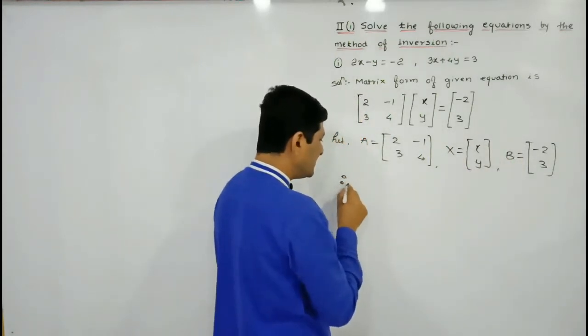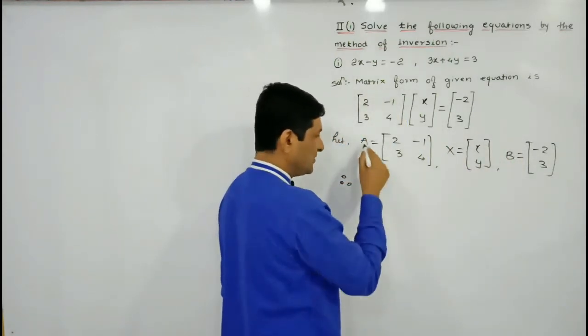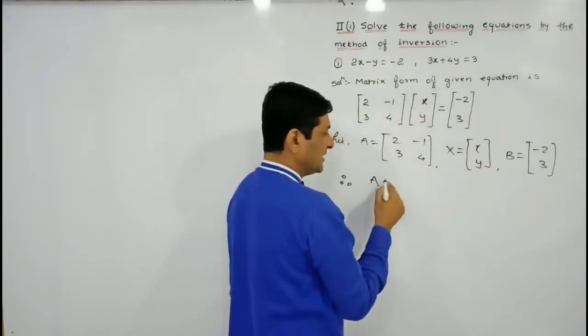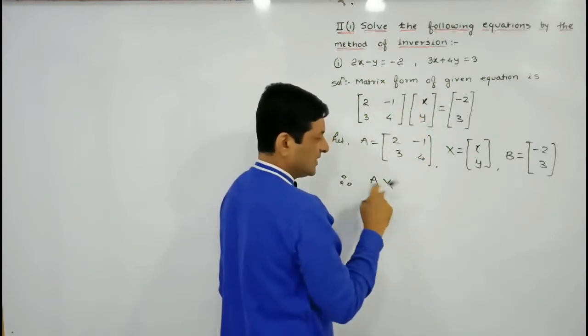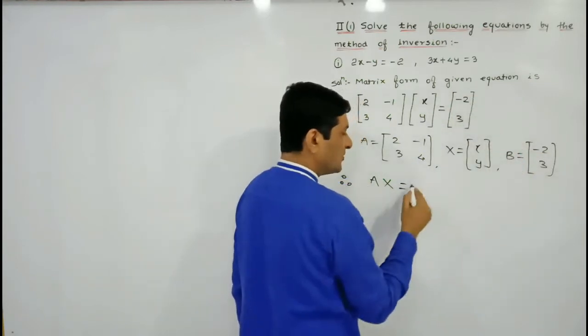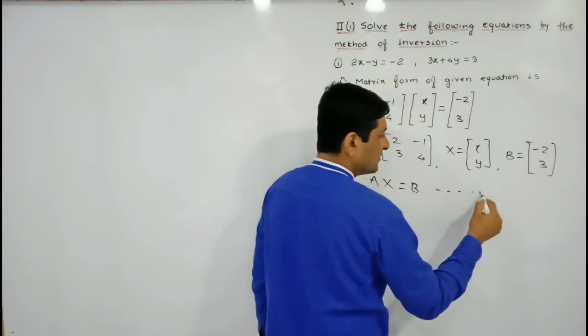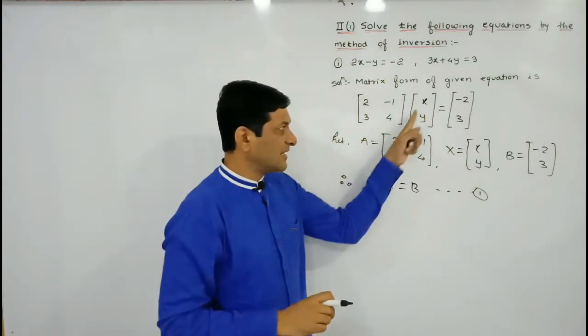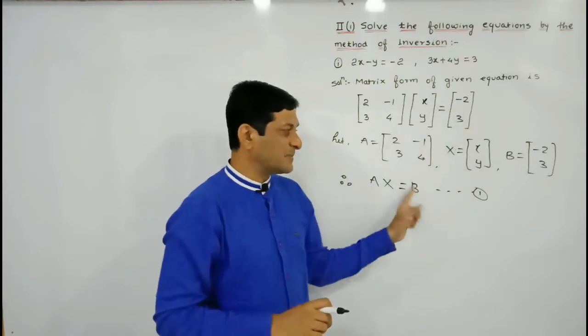So therefore this equation will become: this matrix we have denoted by A, this matrix by X, and there is multiplication between these two matrices, means A into X is equal to, on this side this matrix which we have denoted by B. Let us denote it by equation number first. We have denoted the first matrix by A, the second matrix by X, and this matrix by B.